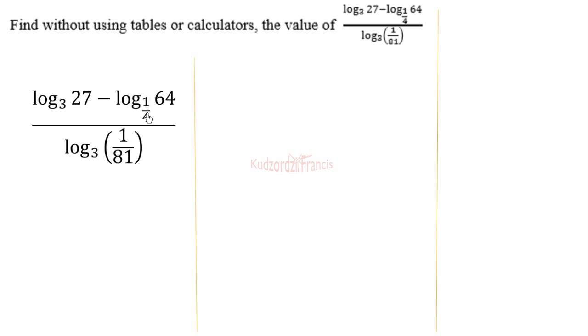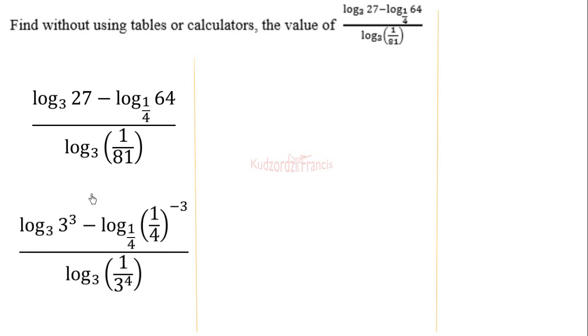We raise 1 over 4 to an exponent that will give us 64. Then here too, we raise 3 to an exponent that will give us 1 over 81. So we do that, we get this. 3 exponent 3 is 27. Always look at the base before you raise it to an exponent. That will give you these numbers.